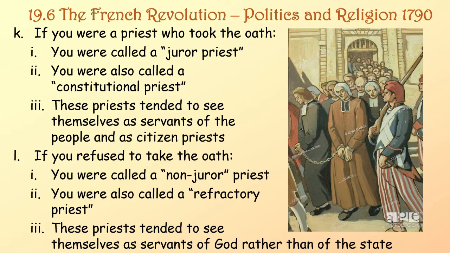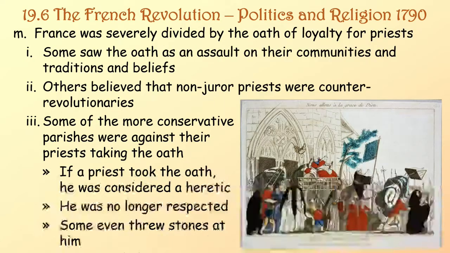If you were a priest who took the oath, then you were called a juror priest, or you could also be called a constitutional priest. These priests tended to see themselves as servants of the people and as citizen priests. If you refused to take the oath, then you were called a non-juror priest, or you were also called a refractory priest. These priests tended to see themselves as servants of God rather than of the state.